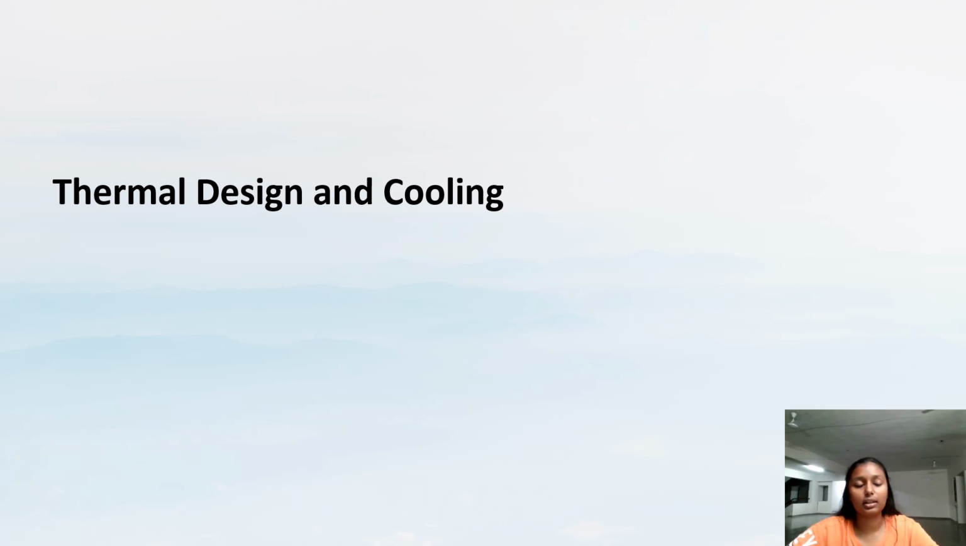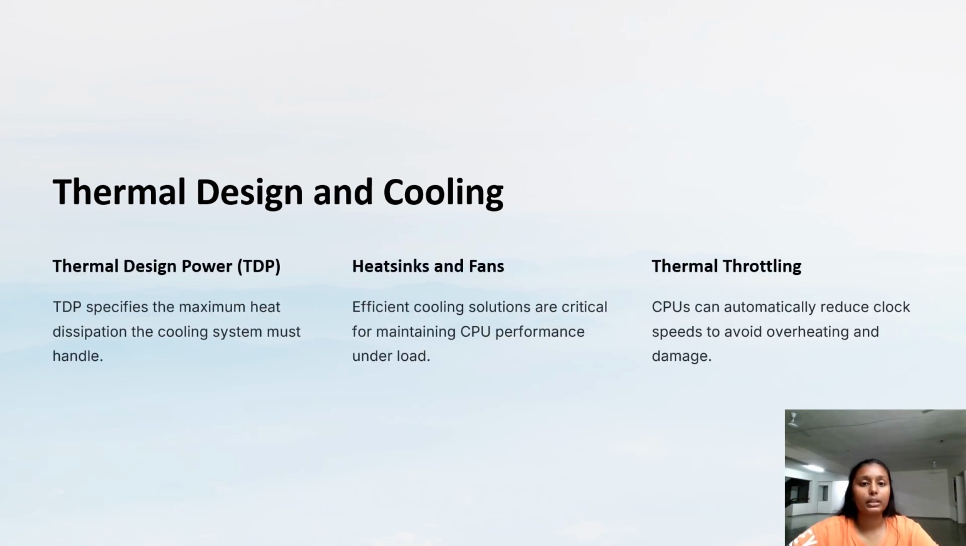Thermal design and cooling are critical aspects of processors, ensuring they operate efficiently and maintain performance without overheating. TDP is the maximum amount of heat generated by the processor that the cooling system is expected to dissipate under typical workloads. They typically have TDP values ranging from 35 watts to 125 watts, depending on the specific model and its intended use. Understanding TDP helps system builders choose appropriate cooling solutions to prevent overheating and ensure stable performance.